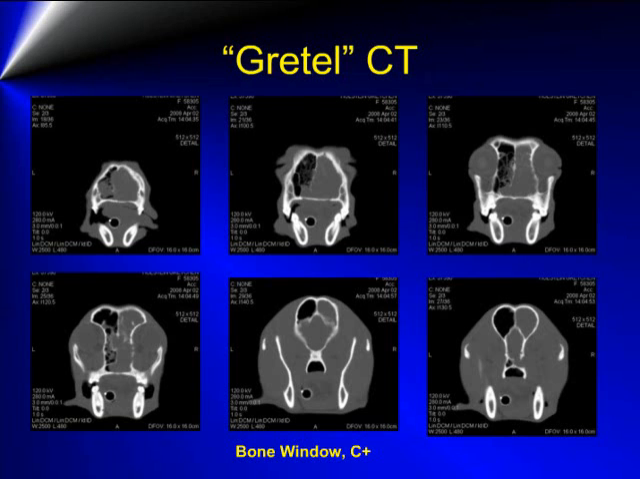Note that there is a large soft tissue mass filling the right nasal passage, and there also is evidence of extension of the mass into the left ventral aspect of the nasal passage, as well as into the frontal sinus. Let's look a little closer at each of these images.